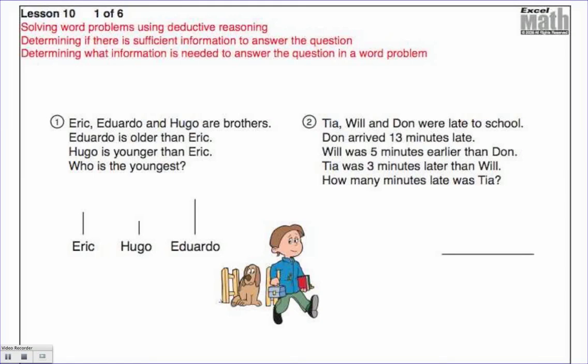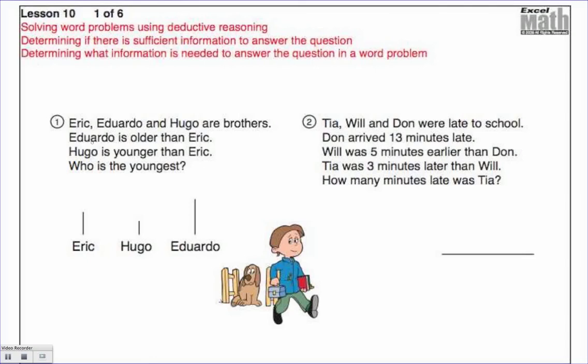Fifth grade Excel lesson 10, solving word problems using deductive reasoning, determining if there is sufficient information to answer the question, determining what information is needed to answer the question in a word problem. Got a lot of different ideas having to do with word problems on today's lesson, and so we're just going to take a look at these. These should be mostly review for you, but hopefully it'll help you today to review the concepts. So follow along with your Excel worksheet.